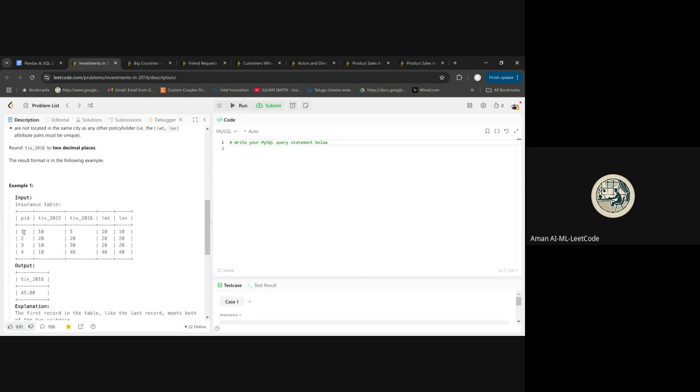So we will go row by row. This is 10. Then we go and check in this particular table who all are having 10 values. We check, this is having 10 and these two are also having 10 values. So based on the first condition, this is getting the first condition true.